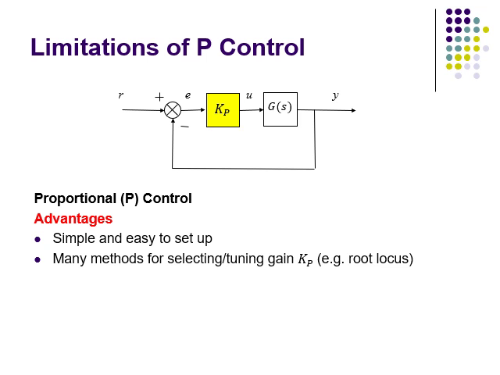The advantage of this type of control is that it's very simple and it's usually easy to set up in terms of practical implementation. And also there are many methods for selecting or tuning the value of the gain Kp. The method that we've looked at before as an example is the root locus method.